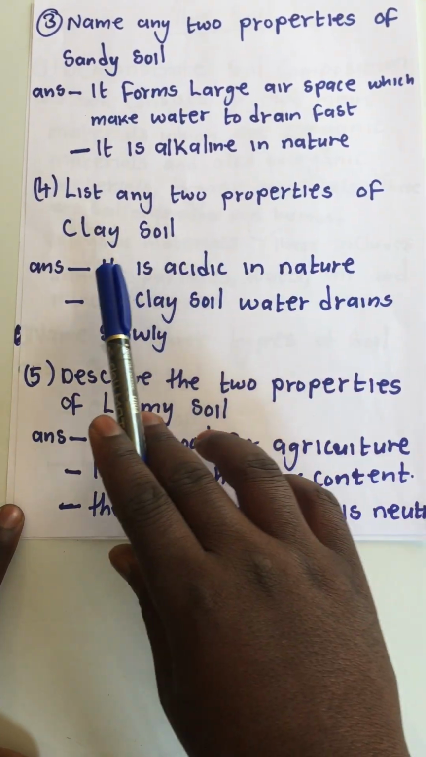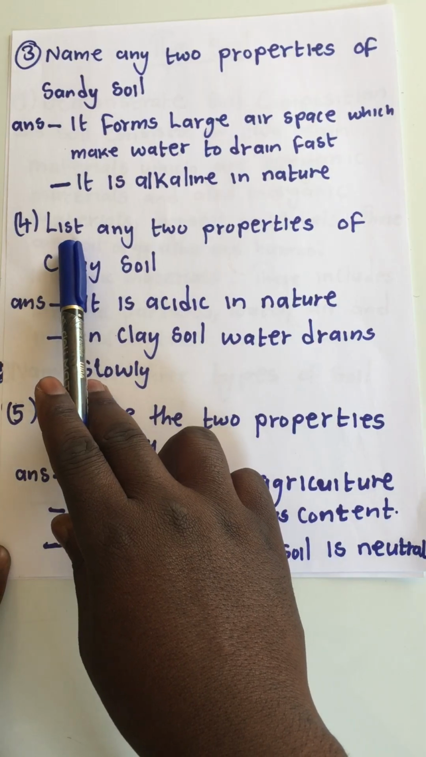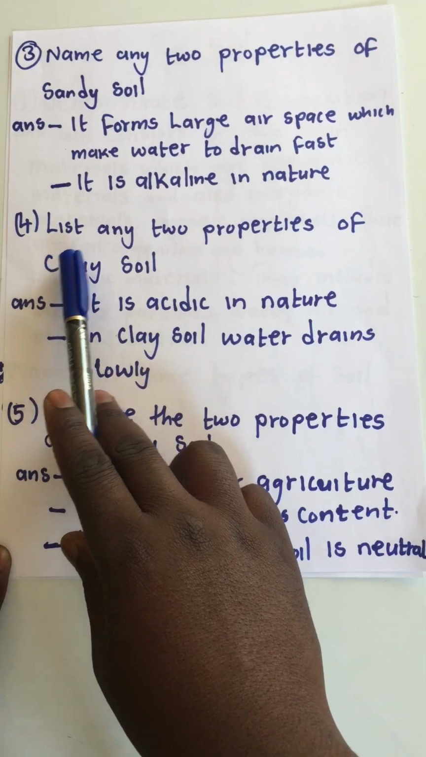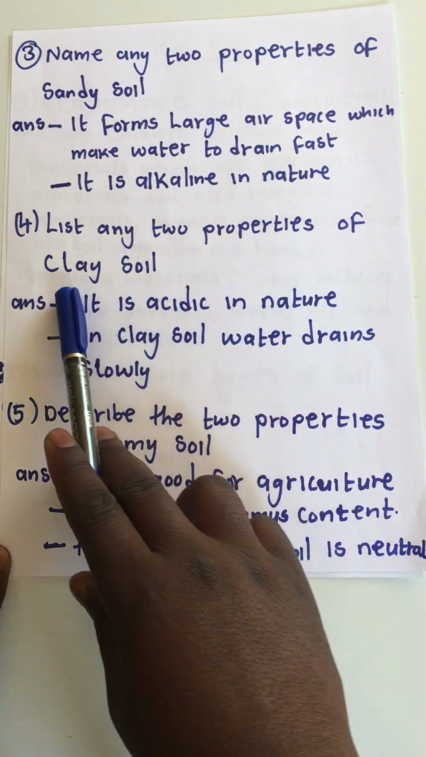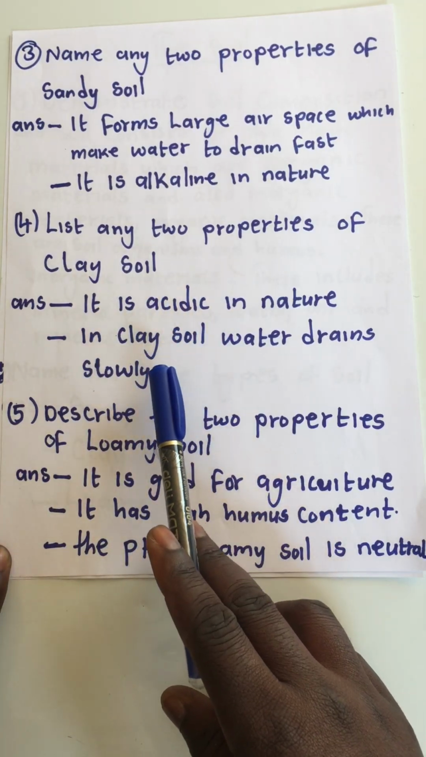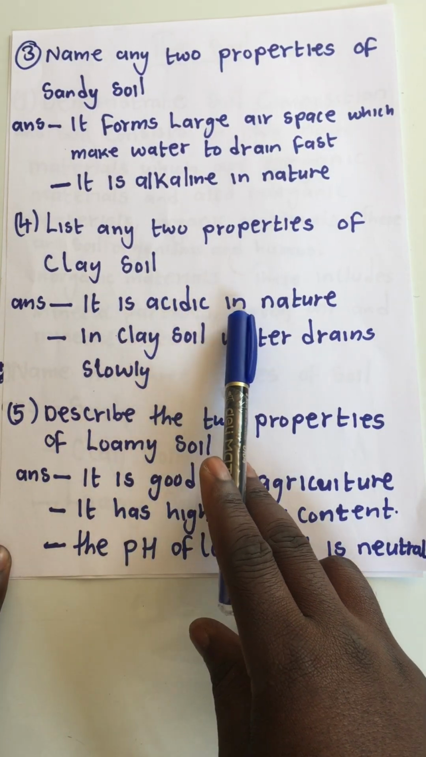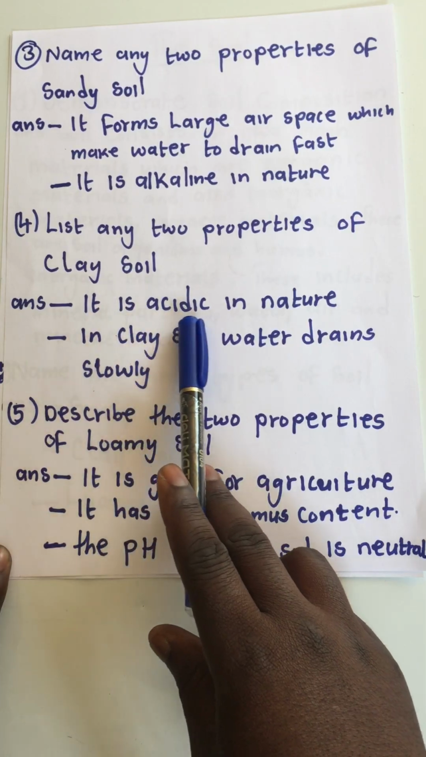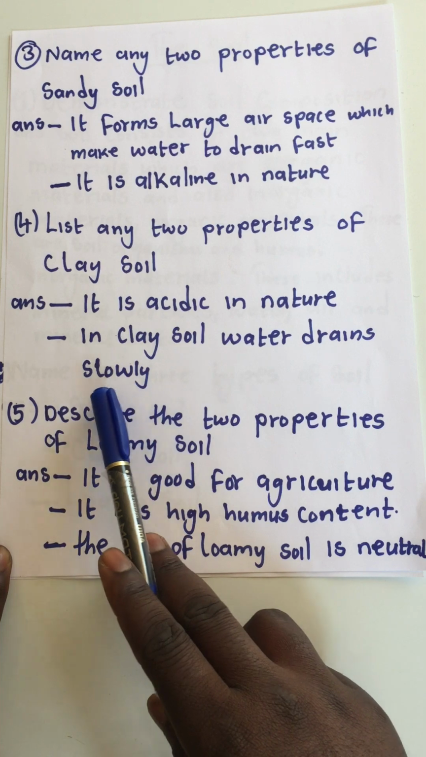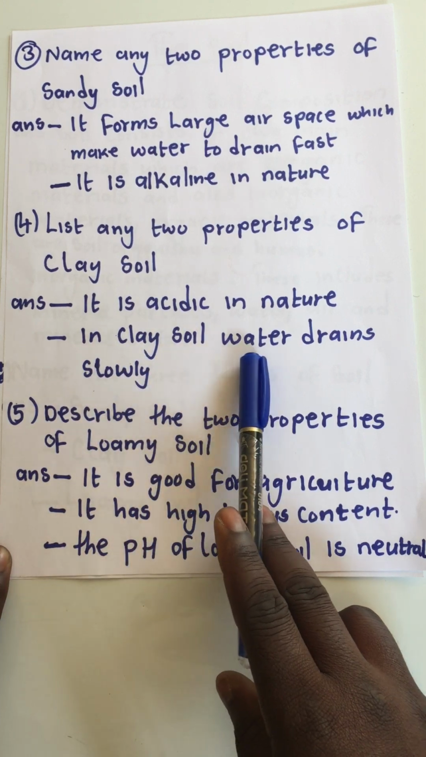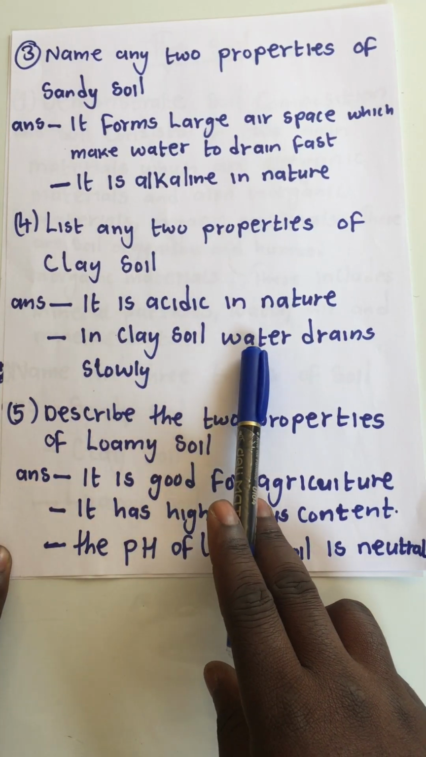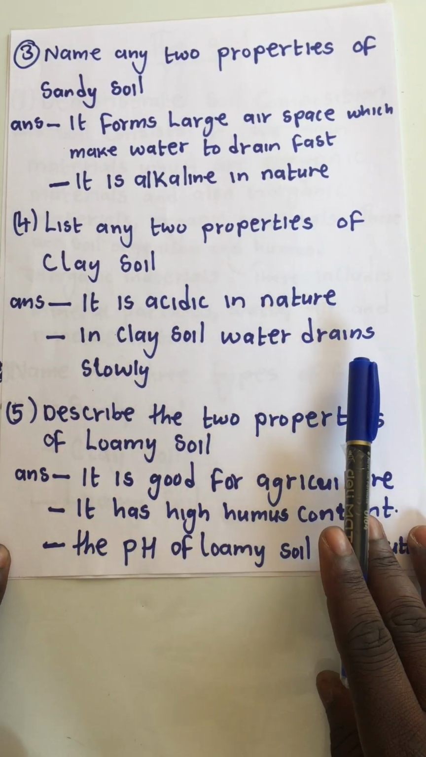We come to number 4. Number 4 reads as, list any 2 properties of clay soil. The first property of clay soil is that it is acidic in nature. The second property of clay soil is, in clay soil, water drains slowly.